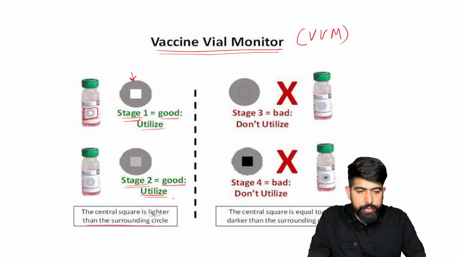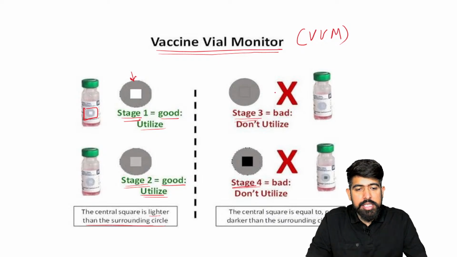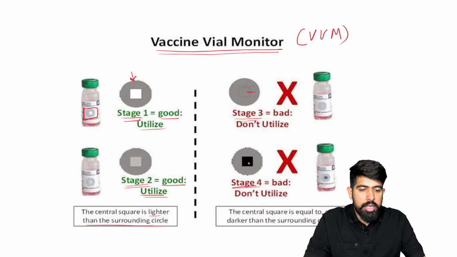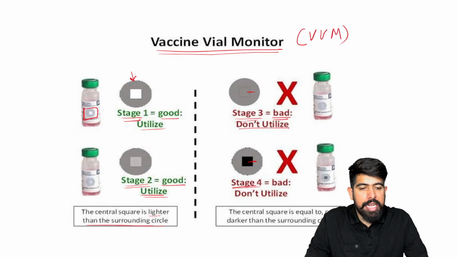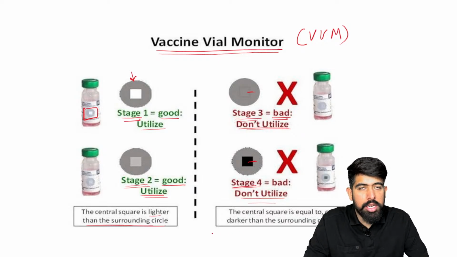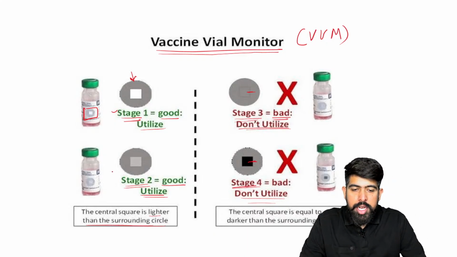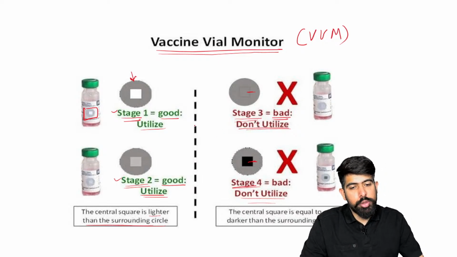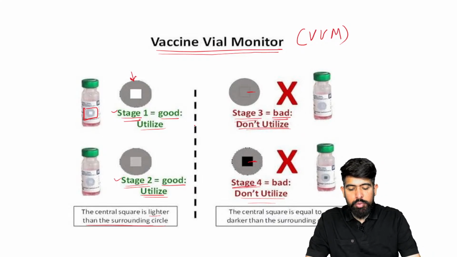But please understand, if this square is getting darker than the outer circle, you can see in stage 3 and stage 4 the same thing: the inner square is getting dark gray, similar in color to the outer one, or even darker like black. So this is darker than the outer circle. In this condition the vaccine has had heat exposure and is not utilized. When the central square is equal to the outer color or darker than the surrounding circle, we do not use it. So please understand, in the VVM, stage 1 and 2 should be used, and stage 3 and 4 should be discarded. All right, so this is about the vaccine vial monitor, VVM.